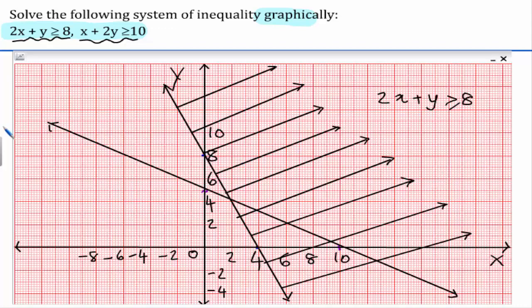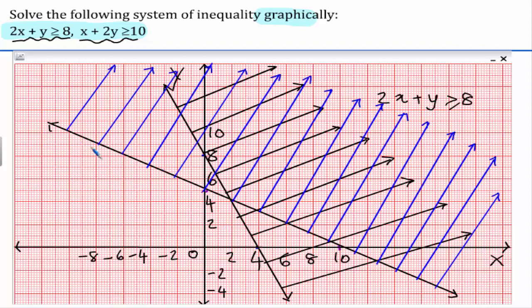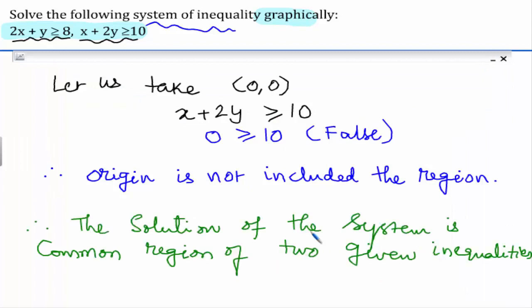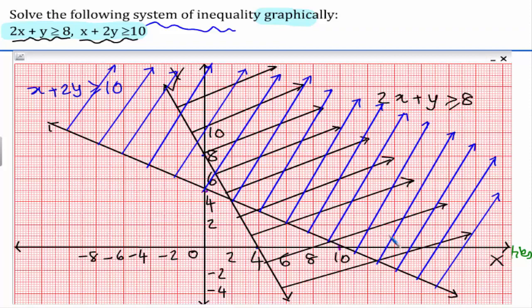So you have to select the lines opposite to the origin. Let us draw the lines here like this. So here the blue lines represent the solution of the inequality x plus 2y greater than or equal to 10. Now the solution of the system is a combination of the two lines. So the solution of the system is the common region of the two given inequalities. Here you can see wherever blue and black lines are both available.